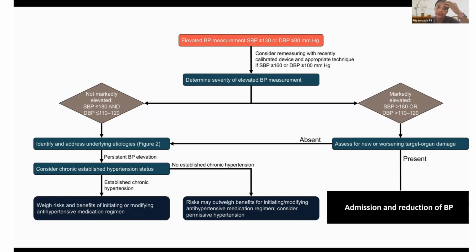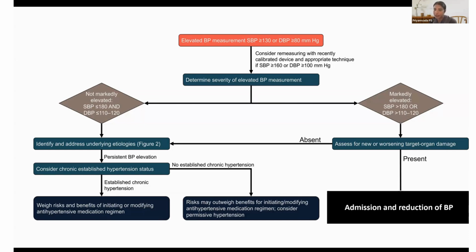And in the other group of individuals presenting to the emergency department without a chronic hypertension, and the blood pressure is elevated, but not to dangerously elevated levels like 180 or 110, in those patients, especially when they don't have a history of chronic hypertension, the risk might outweigh the benefits of initiating or modifying the antihypertensive medication regimen. So in this group of individuals, ask them to come back after some time for a redocumentation of hypertension. You can also ask them to have a home BP measurement done.